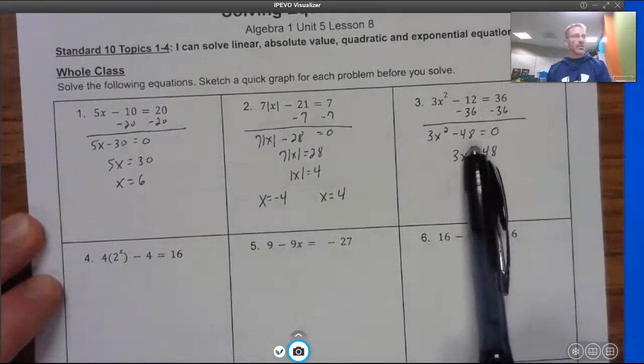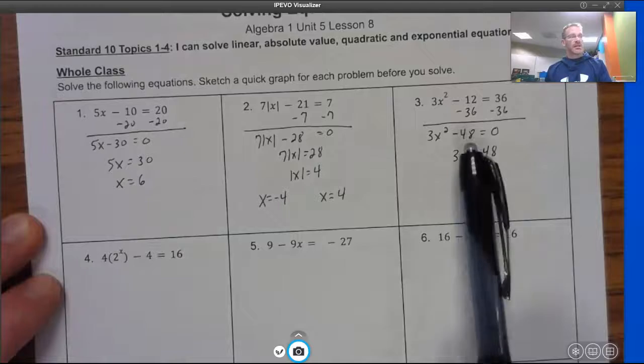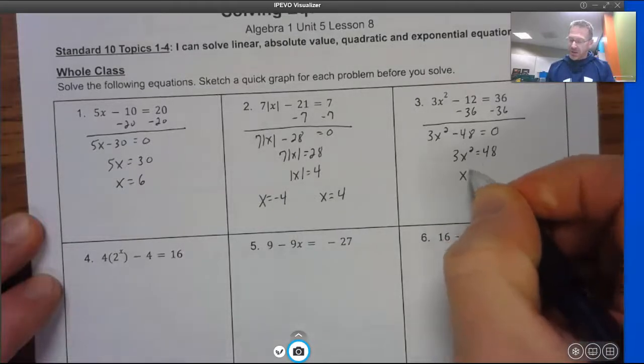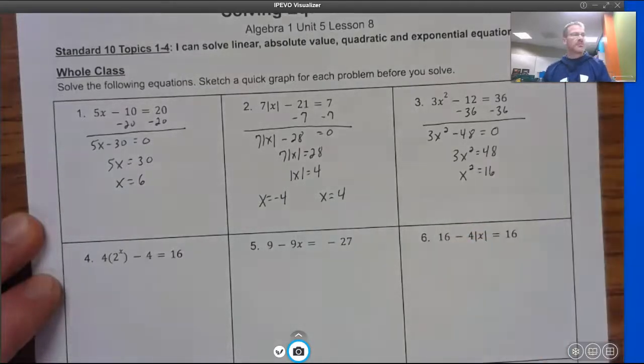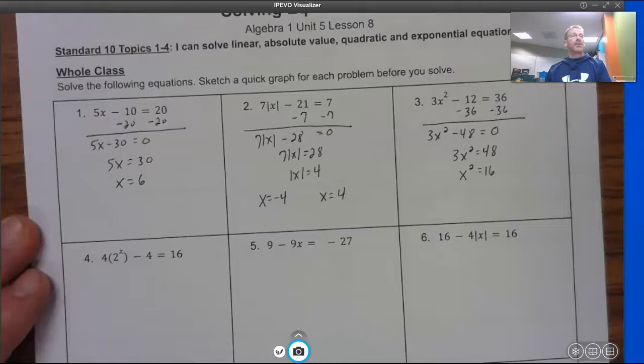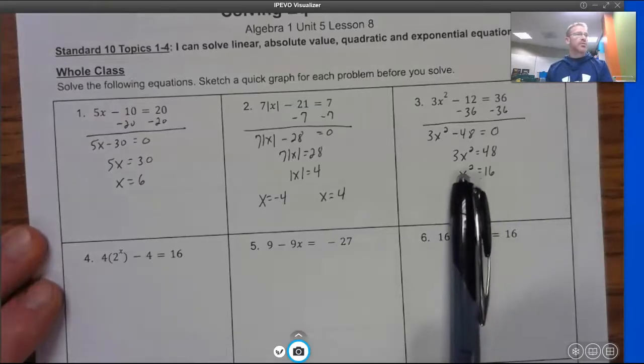Now we're back to a multiplication problem. 3 times what is 48? 3 times 16 is 48. All right, now, what number squared is 16?